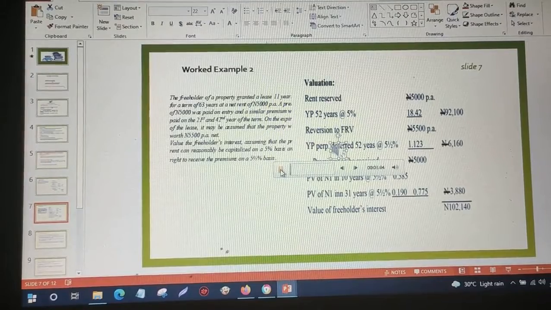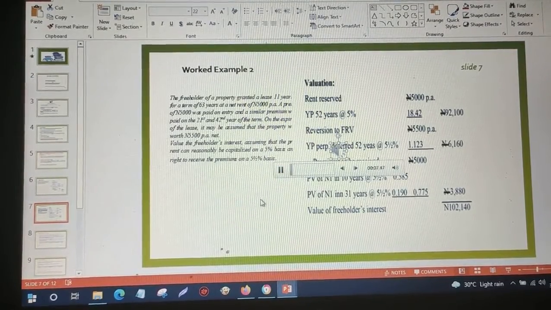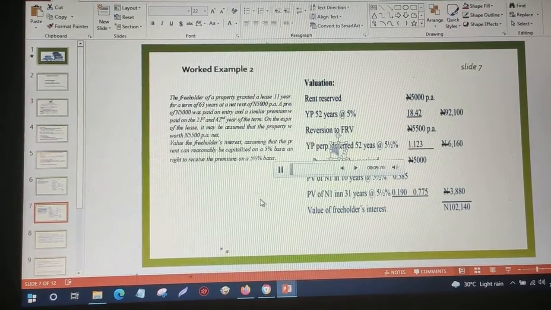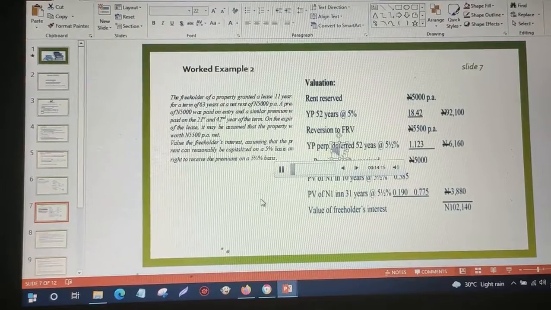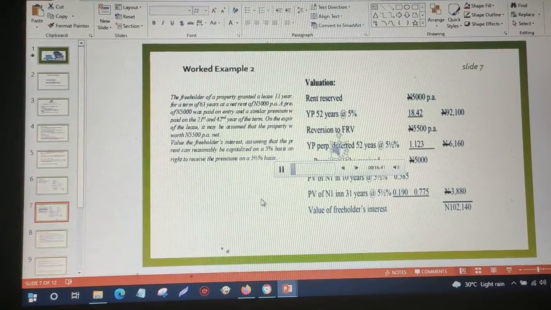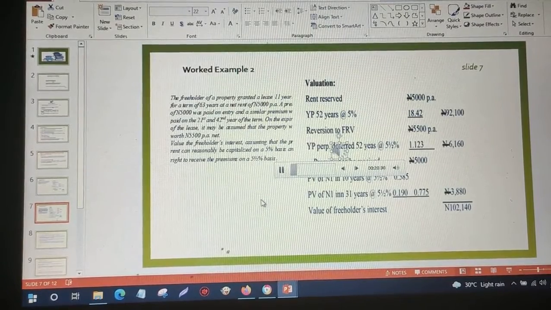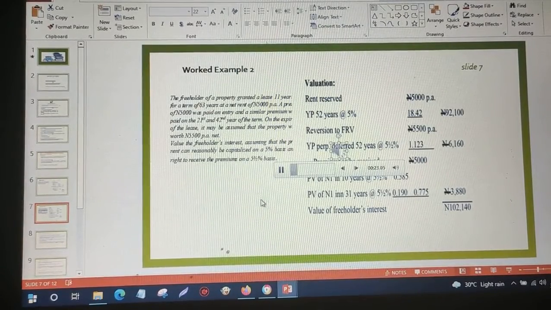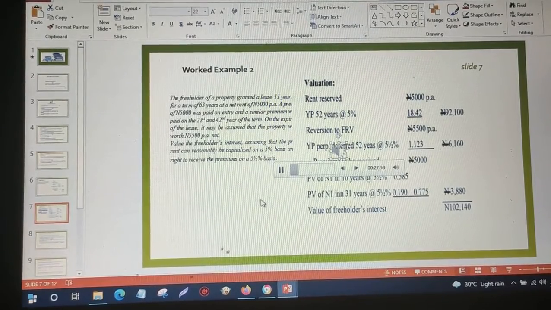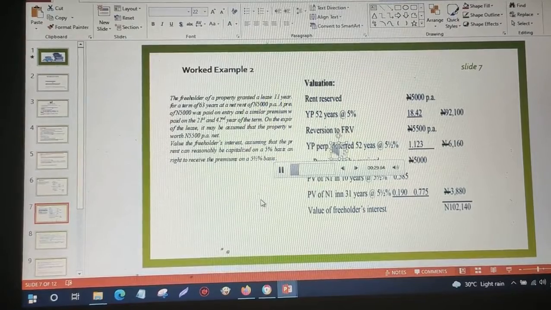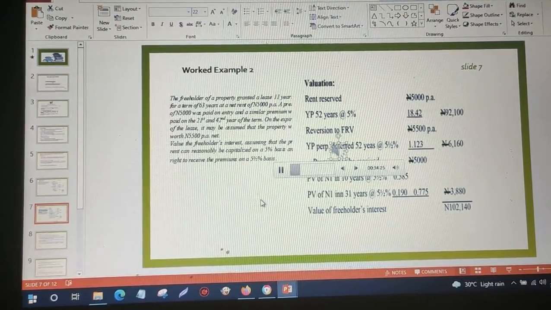This second example is just the same principle as the first one. The only difference is that the premium that was paid on entry will not be included in your calculation because it has been paid. We are talking about future receipt, so that 5,000 will not be included in your calculation. Of course, the lease itself has 52 years to run unexpired, so that's what you take into account. So what else?